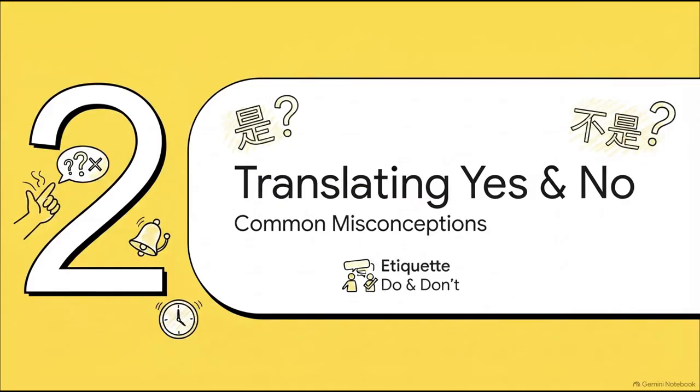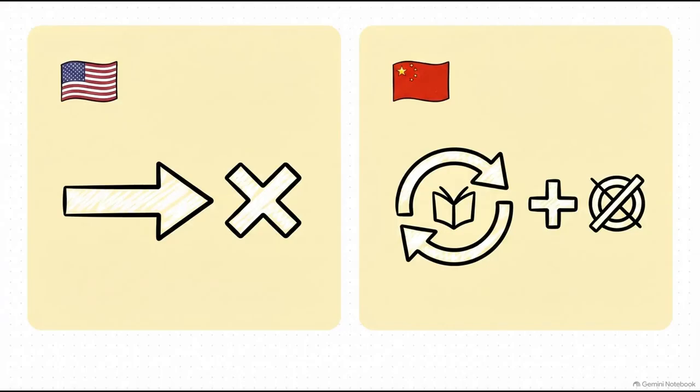Section 2, translating yes and no, correcting a common misconception. Okay, before we go any further, we need to completely erase a major misconception you probably have about translating from English. It usually blows people's minds, but Chinese actually doesn't have a direct universal word for yes or no. No way, right? Instead, you have to carefully listen to the verb the person used in their question.